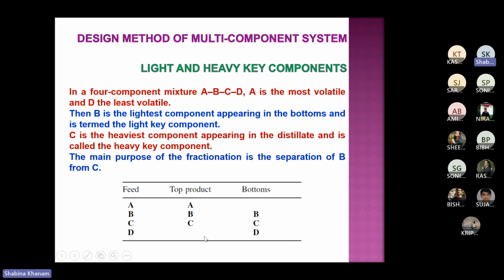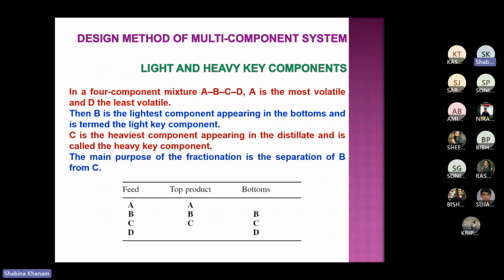Similarly, heaviest in top is the heavy key. Please keep in mind, lightest in bottom is the light key, heaviest in top is the heavy key, because usually the heavy component is obtained at the bottom, but this is reverse. Lightest in bottom and heaviest in top. In this way you can define B as your light key and C as your heavy key, and you need to design the system in such a way that separation between B and C is possible.